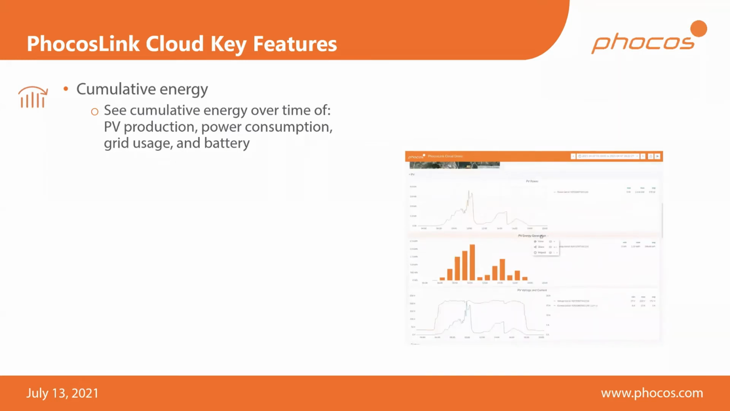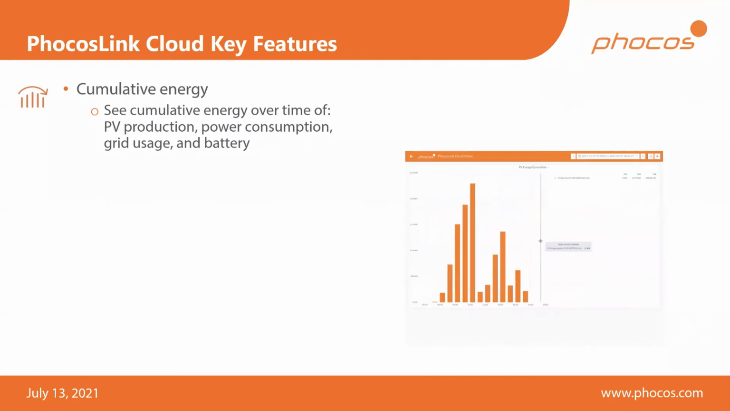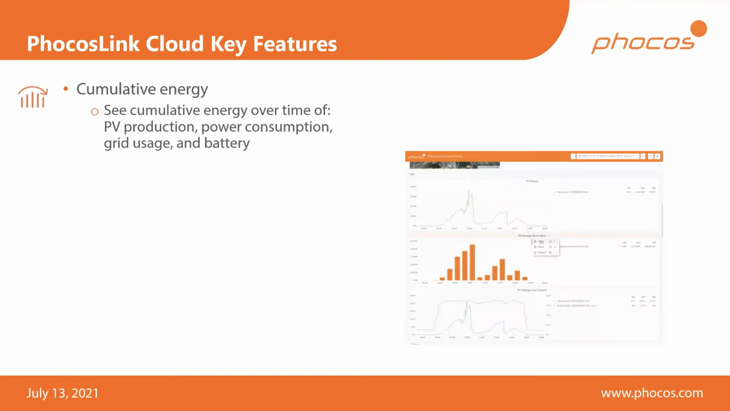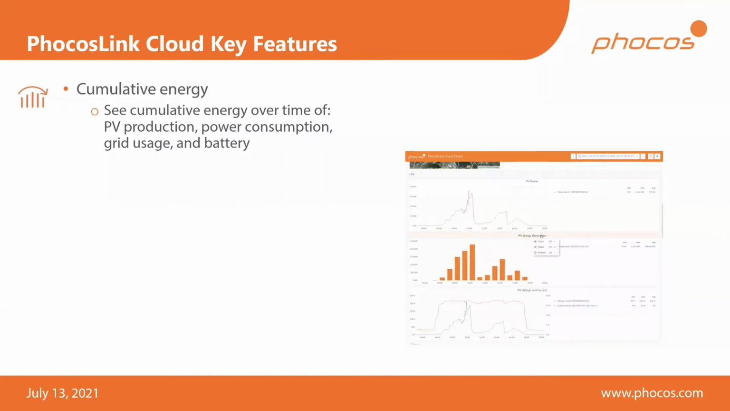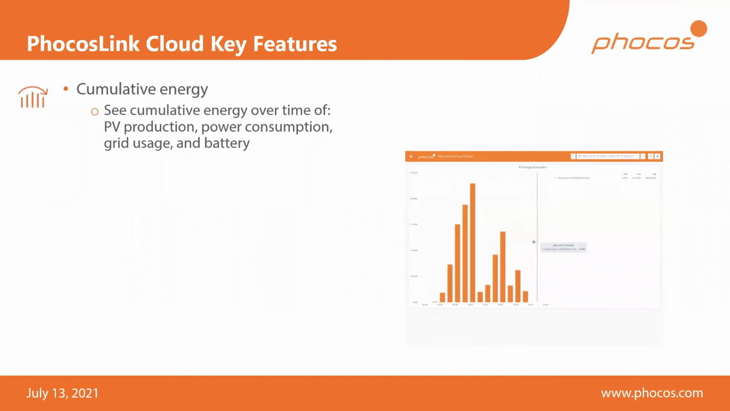And what the cumulative energy does is show you the cumulative watt hours or kilowatt hours for 1 hour in time. So you can see the bar charts here. Each bar represents 1 hour and how many kilowatt hours were produced or consumed during that time. Now you get these charts for everything: for your battery, your AC output, your AC input, and your PV array as well.